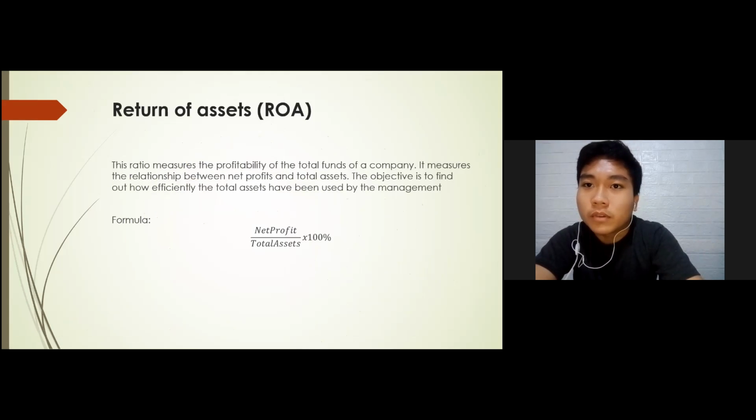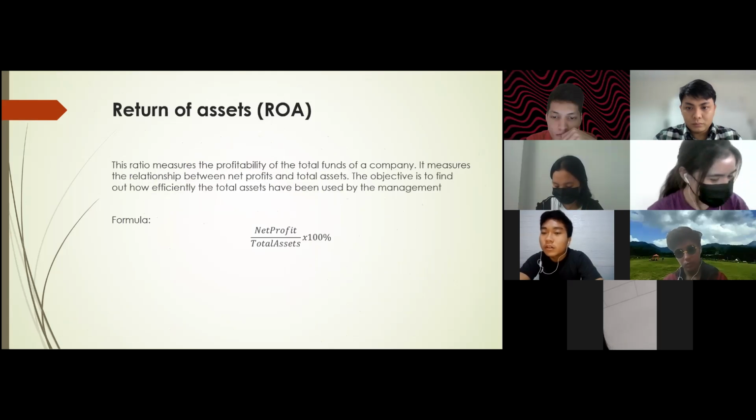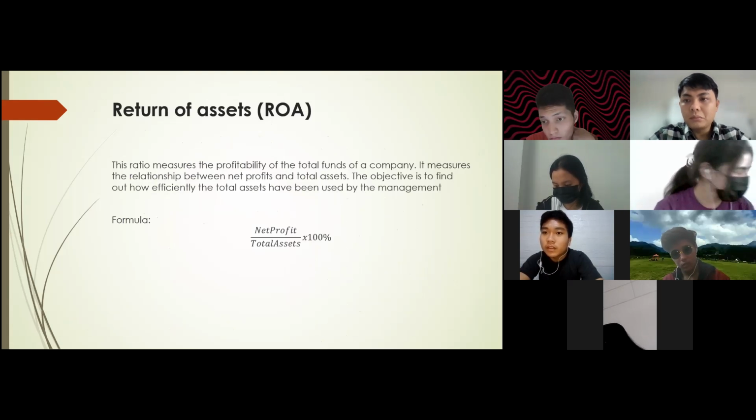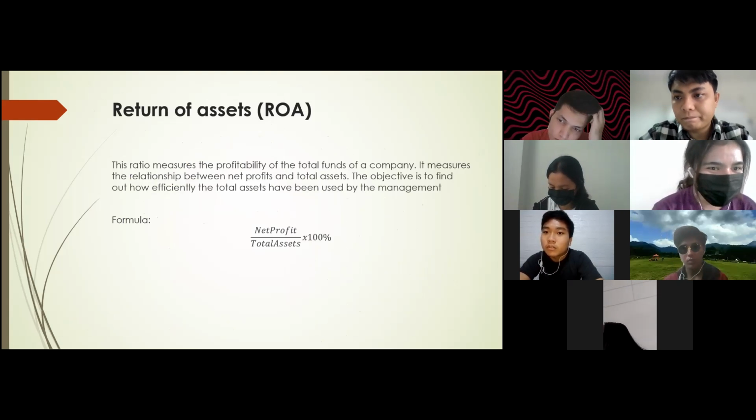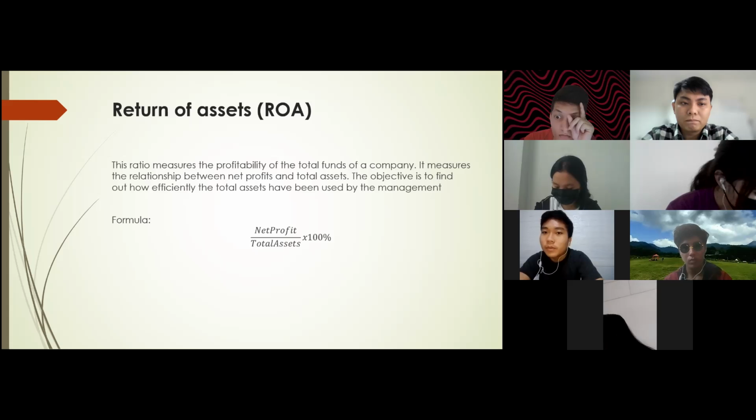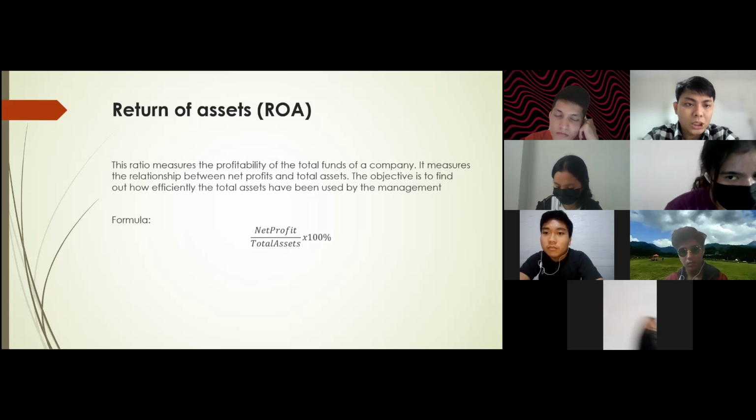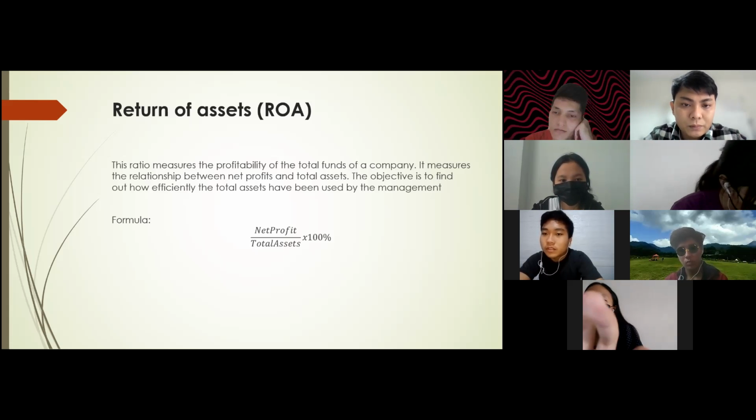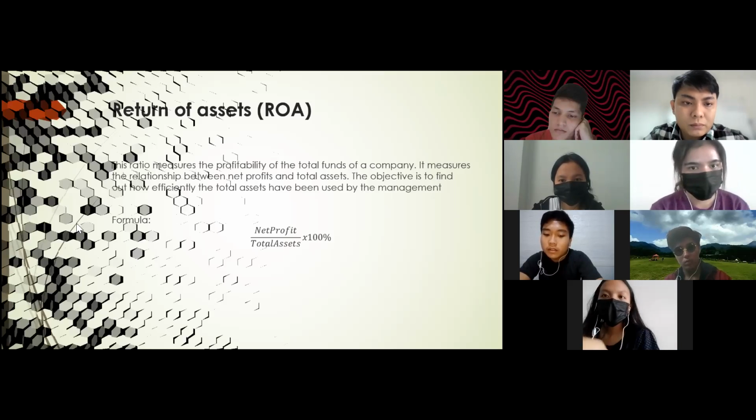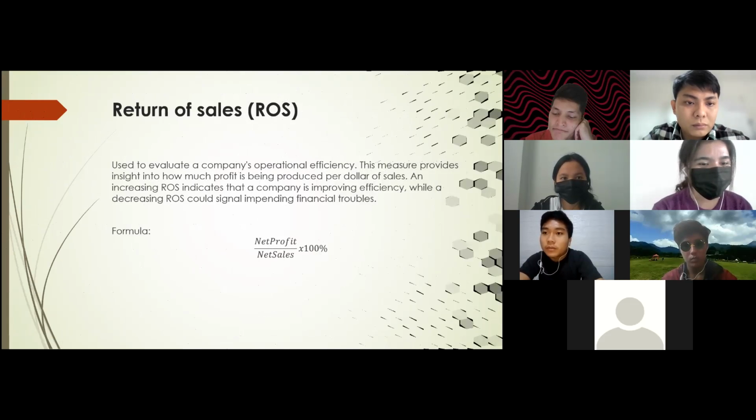Next is return on assets or ROA. This ratio measures the profitability of the total funds of a company. It measures the relationship between net profits and total assets. The objective is to find out how efficiently the total assets have been used by the management. The formula is net profit divided by total assets multiplied by 100%. Total assets refers to the total amount of assets owned by a company.